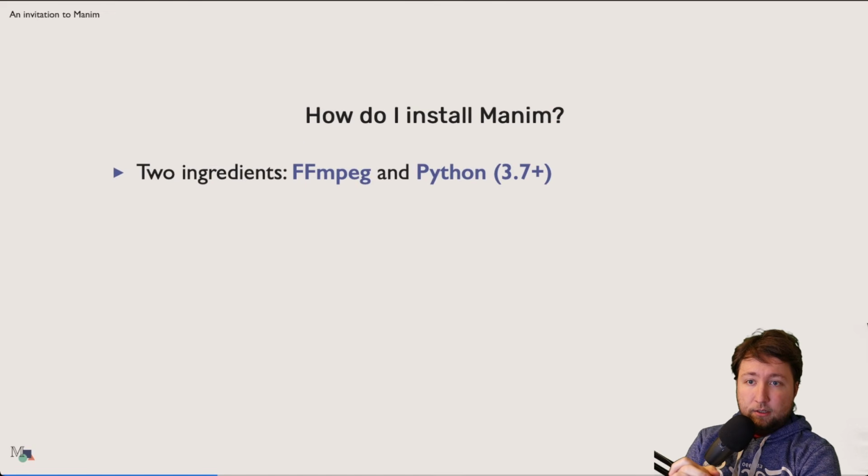Which brings us basically already to the next question, namely, how do you actually install Manim? I won't go into detail. This is not a step-by-step installation guide for Manim. There are 2 ingredients basically that you need. On the one hand, you need a reasonably recent version of Python. Everything from 3.7 and up is sufficient. And on the other hand, you need FFmpeg, which is a command line tool for working with videos. Manim uses that to stitch together several renderings to one big video.